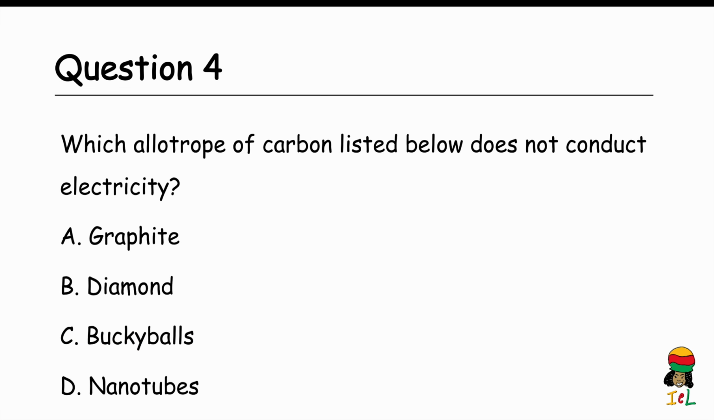Question 4. Which allotrope of carbon listed below does not conduct electricity? A. Graphite, B. Diamond, C. Buckyballs, D. Nanotubes. The answer is B. Diamond. Diamond does not conduct electricity because all 4 valence electrons are used in bonding.